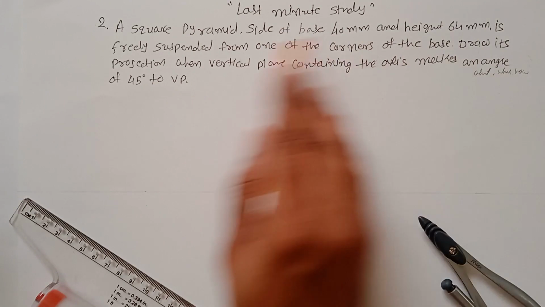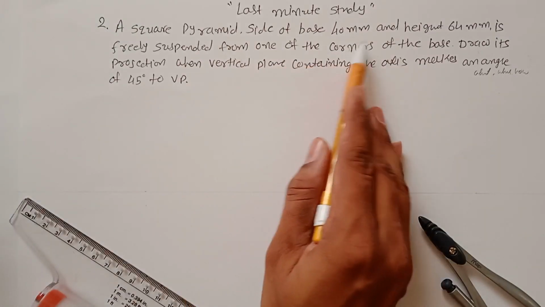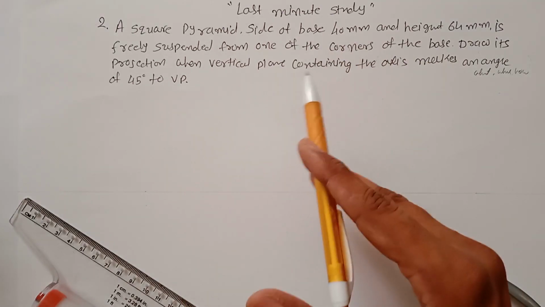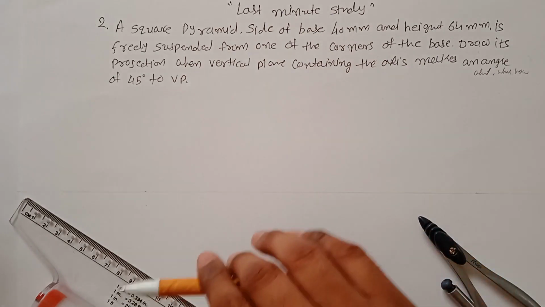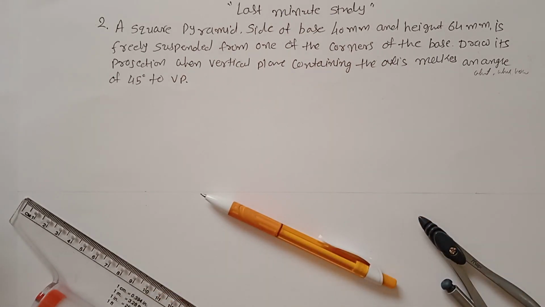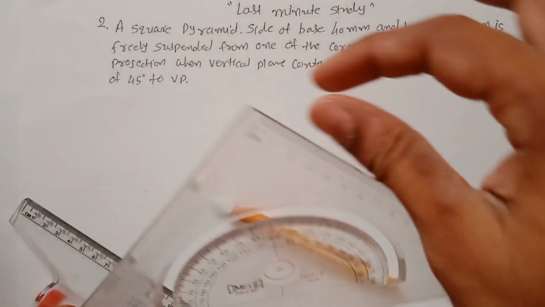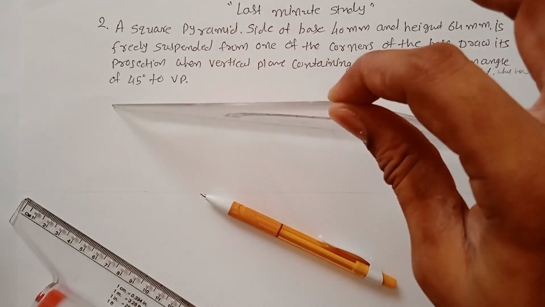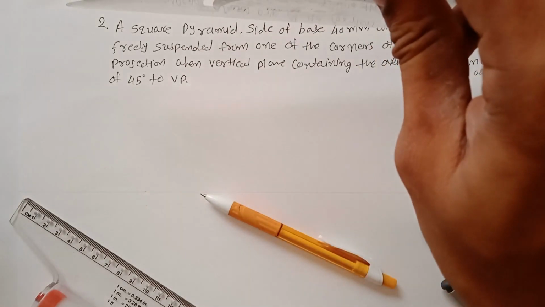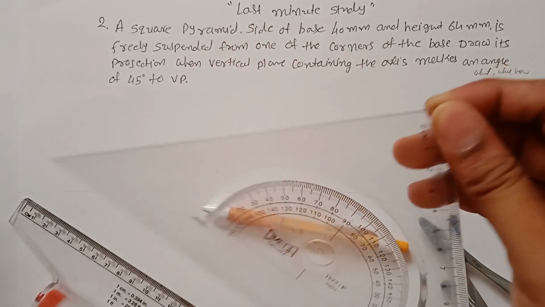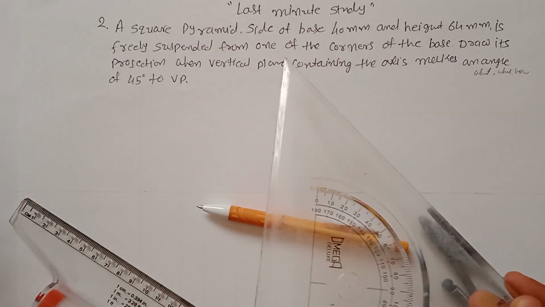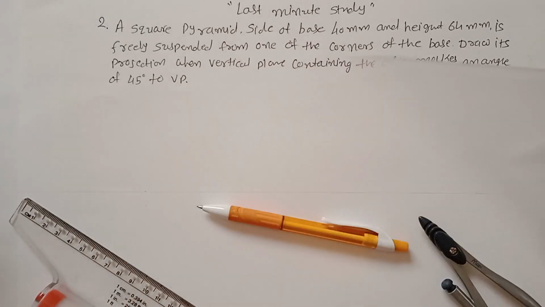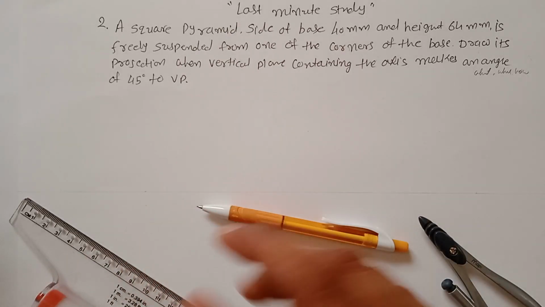Side dimension is given to you, and it is freely suspended from one of the corners of the base. In this they have not mentioned it is resting on HP with its corner or anything. They have just said that it's freely suspended. Freely suspended means if I put my point here, it is not touched to the ground, it is not stuck to the floor or anywhere. If it is freely suspended with one of its corners, then the top view gives you the true shape.